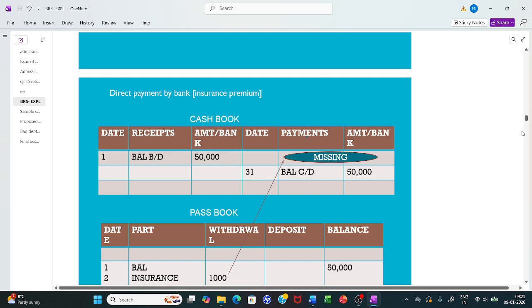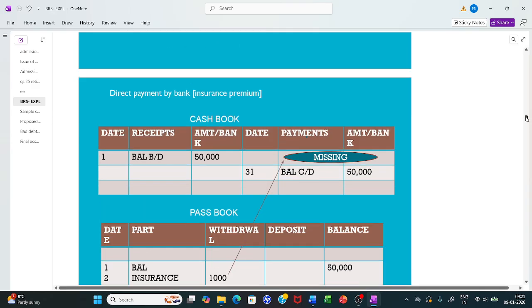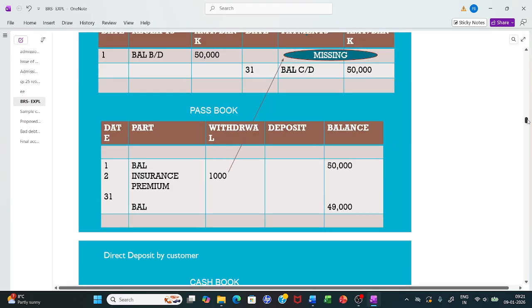So let's look at what a direct payment looks like. Say my cash book balance was 50,000. I don't know of any insurance money paid by the bank on my behalf. I forgot, so I keep the balance the same. When I look at the passbook, my balance is reduced by 1,000. When I see the reason, I come to know that because that particular date had come when the bank had to pay the insurance premium, they have paid it, so the bank balance has reduced. Now I can also reduce the balance, but as of now, my cash book balance is higher than the passbook balance.